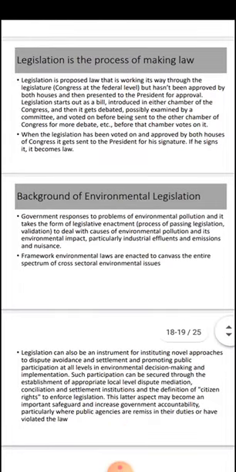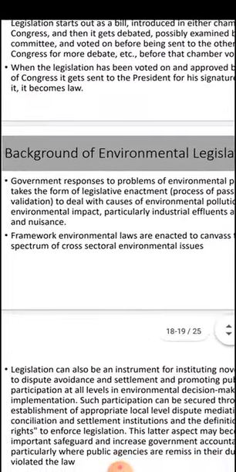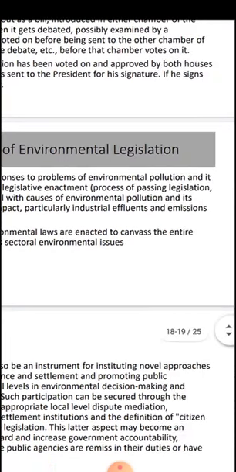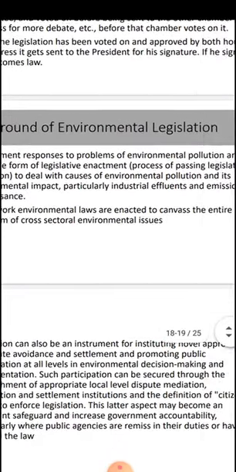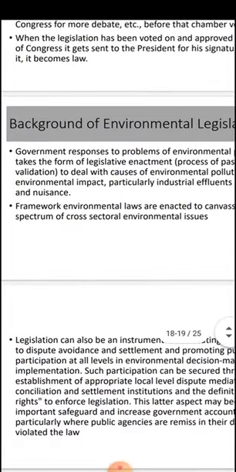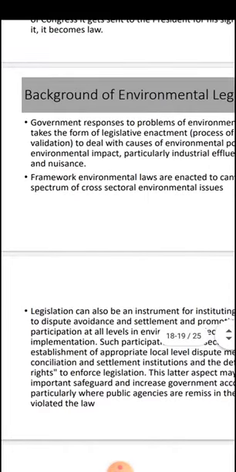Now, how is this law going to be linked with our environmental issues? Something about the background of environmental legislation. If you have a look at it, government responses to the problems of environmental pollution take the form of legislative enactment, a process of passing legislation, to deal with the causes of environmental pollution and its environmental impact, particularly industrial effluents, emissions, and noises.